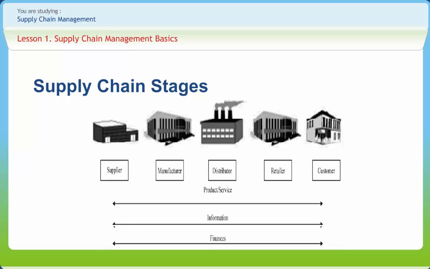As you can see in the figure, a typical supply chain may involve a variety of stages like customer, retailer, wholesaler or distributor, manufacturer, component or raw material supplier. Though many stages are shown in the figure, each stage need not be present in a supply chain. Yet, generally more than one player is involved at each stage.